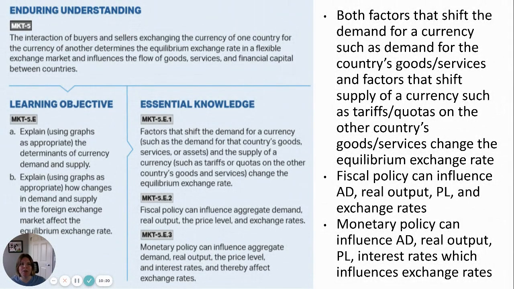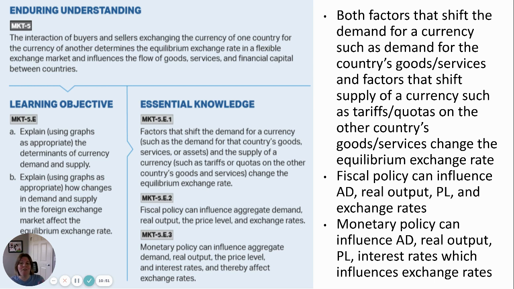So both factors that shift the demand for currencies, such as demand for the country's goods and services, and factors that shift supply of currency, such as tariffs or quotas on other countries' goods and services, change the equilibrium exchange rate. So if there's trade restrictions, that's going to affect supply or even demand for that currency. And same thing too, one of our shifters is tastes and preferences. So if there's increased tastes and preferences or increased tourism to a certain area, we're going to see an appreciated currency there, because more demand for that currency will then appreciate the currency.